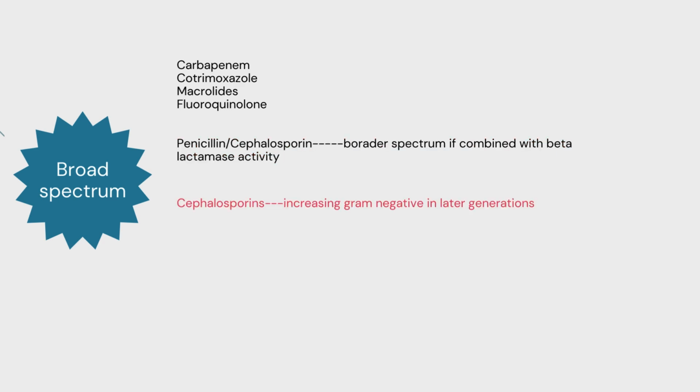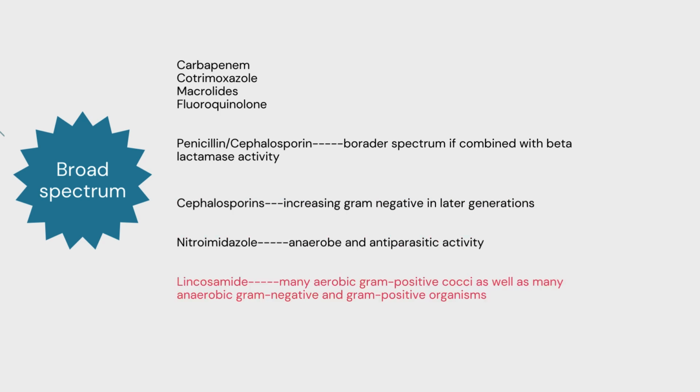Carbapenem, cotrimoxazole, macrolides, and fluoroquinolones are the broad-spectrum antibiotics. However, among broad-spectrum, some are broader than others. Penicillins and cephalosporins are broader spectrum if combined with beta-lactamase inhibitors, example, co-amoxiclav. Cephalosporins show increasing gram-negative activity in later generations. Nitroimidazole has both anaerobe and antiparasitic activity. Lincosamide is active against many aerobic gram-positive cocci as well as many anaerobic gram-positive and gram-negative organisms.